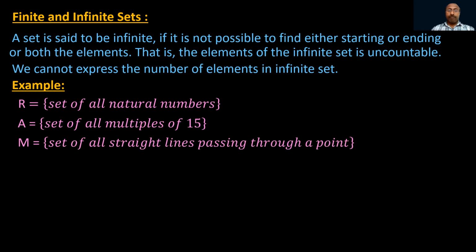M is equal to the set of all straight lines passing through a point. So through a given point we can draw infinitely many lines, isn't it? If a point is given, we can draw infinitely many lines. So the set of all straight lines passing through a point is also an infinite set.